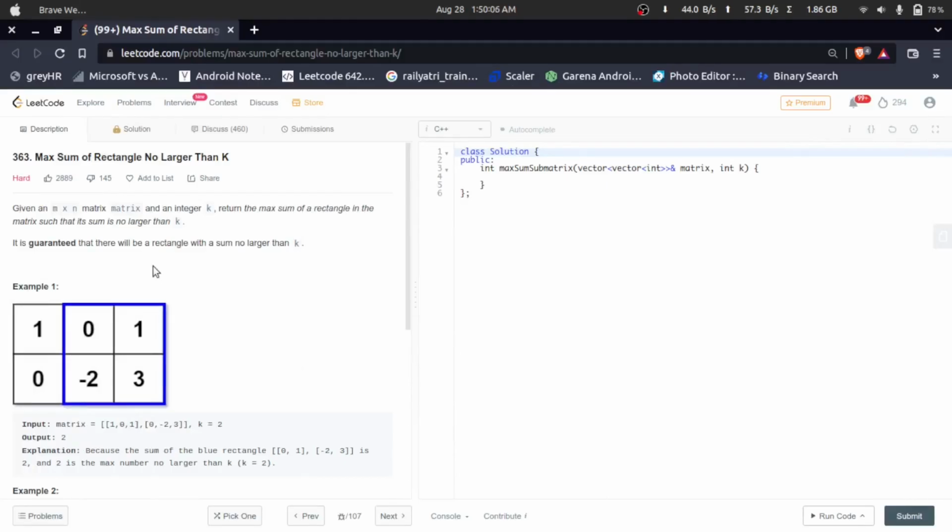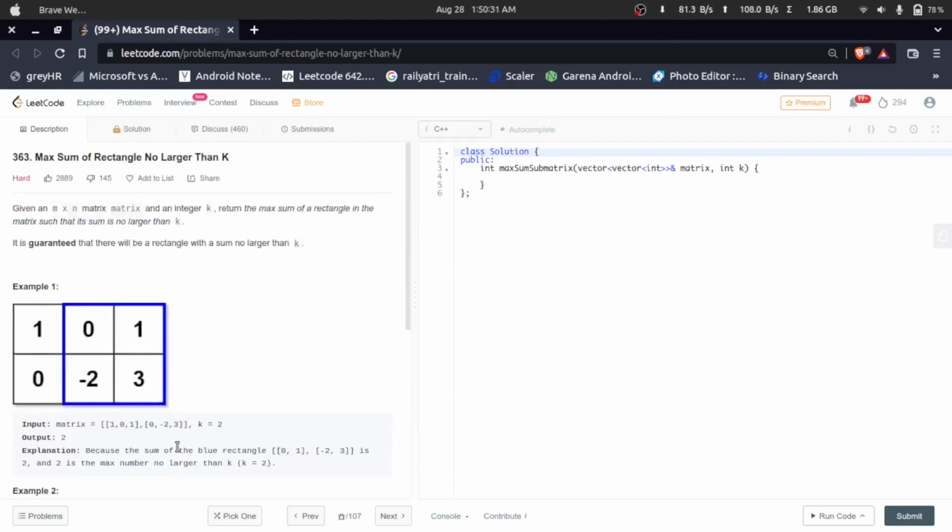Today I'm trying to solve the August LeetCode challenge problem. The problem is maximum sum of rectangle no larger than k. Given an m cross n matrix and an integer k, return the maximum sum of a rectangle in this matrix such that its sum is no larger than k. It is guaranteed that there will be a rectangle with sum no larger than k.